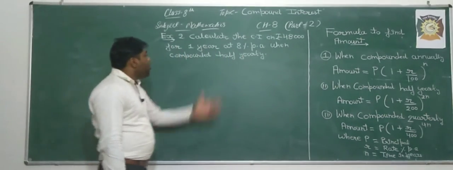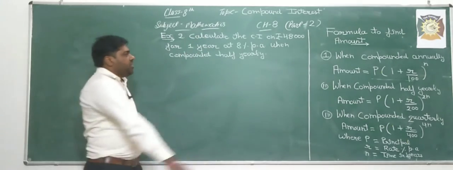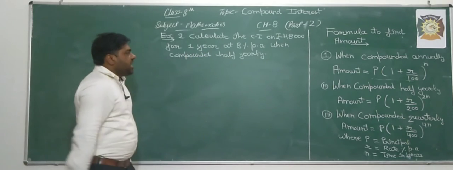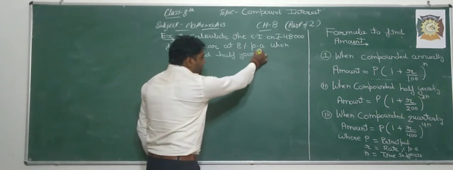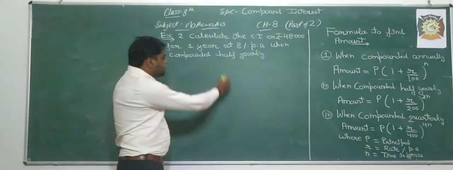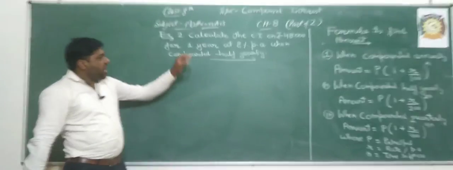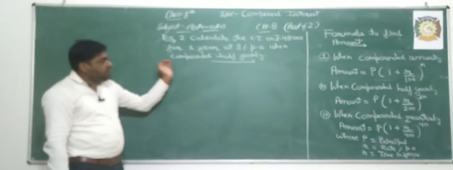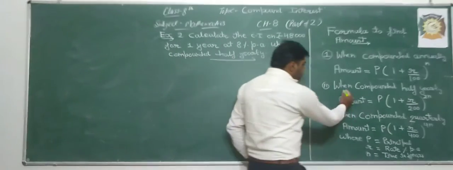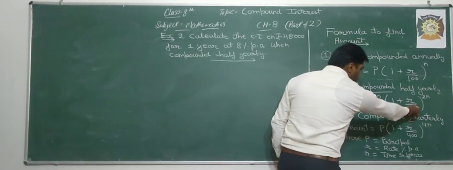Okay students, now this is the second example here. Calculate the compound interest on 48,000 rupees for 1 year at 8% per annum when compounded half yearly. Now observe this condition carefully, because we have to use the formula according to the condition. Now it is compounded half yearly. So what we have to do? We have to use this formula here, this condition. Then we can use this formula.